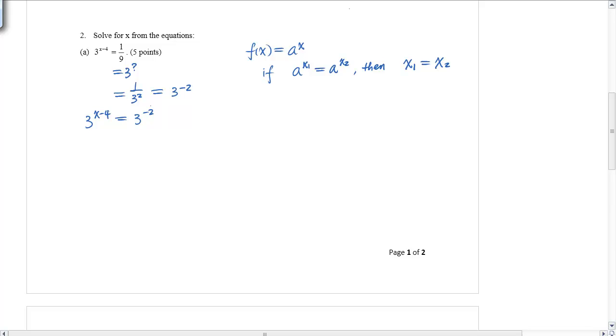Therefore, by applying the one-to-one property, x minus 4 must equal negative 2, and x equals negative 2 plus 4, which is positive 2, and that will be the solution to this equation.